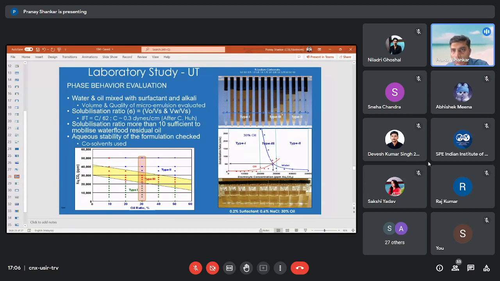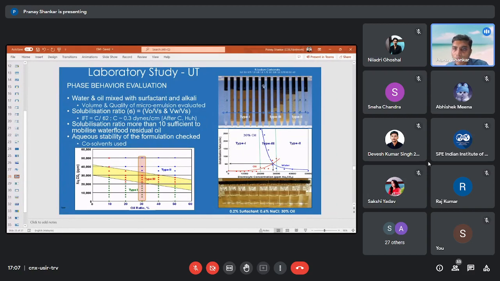And you can see here, you have just 2 separate phases, this black one and this brown one. And here you have 3 separate phases, this black, then brown, and then light brown, you can say. Where you have 3 separate phases, they are called type 3 microemulsion. Basically, oil and water are both solubilized by the surfactant.